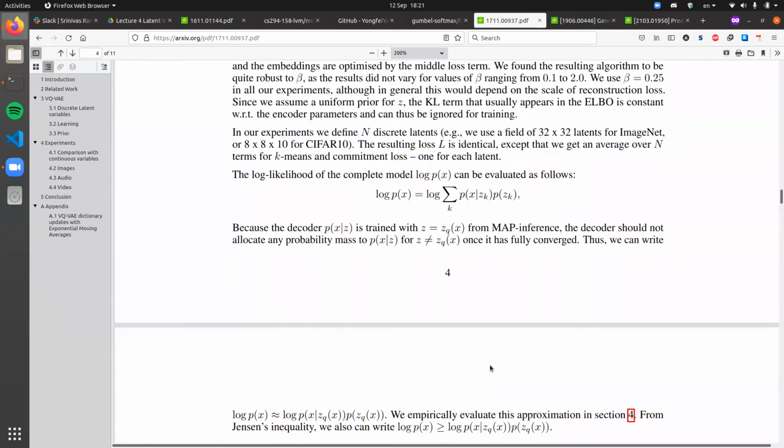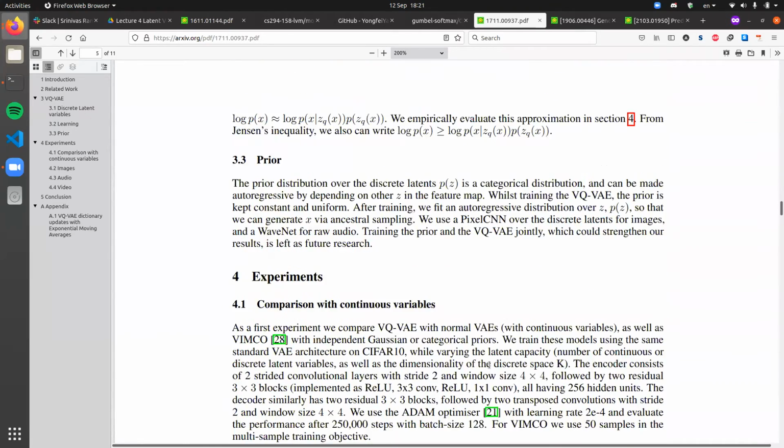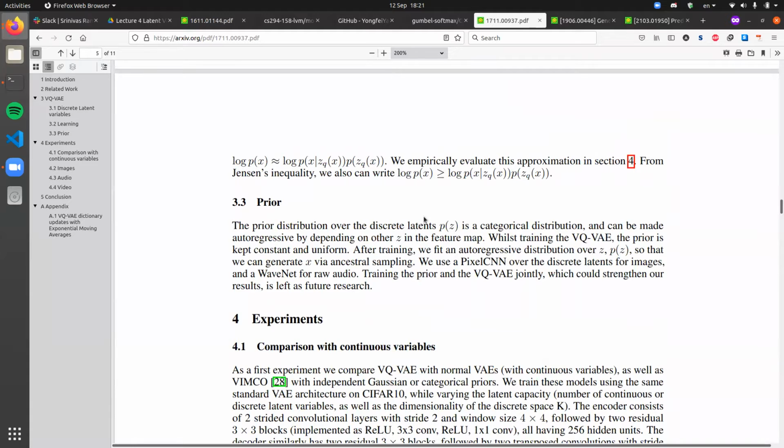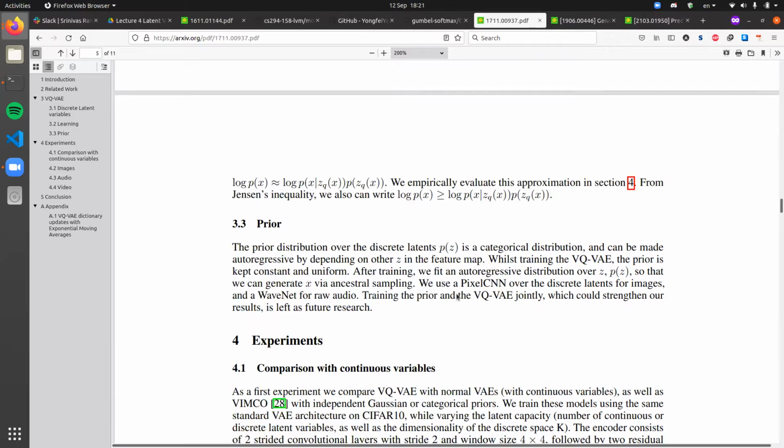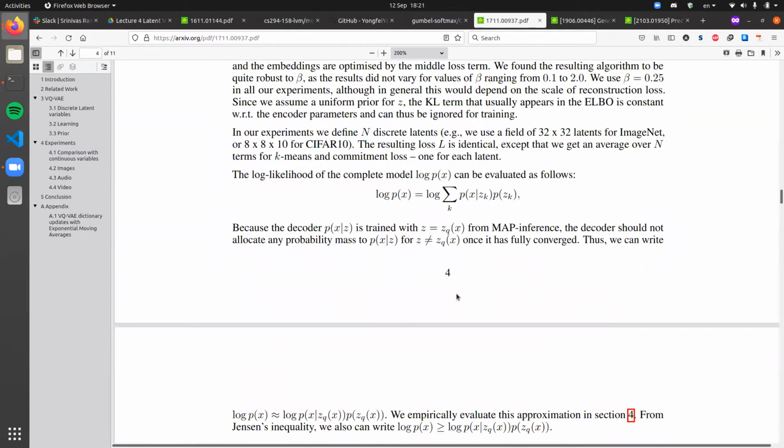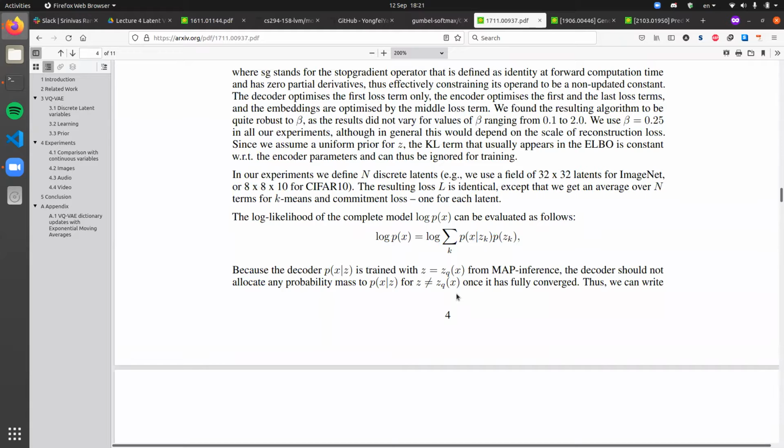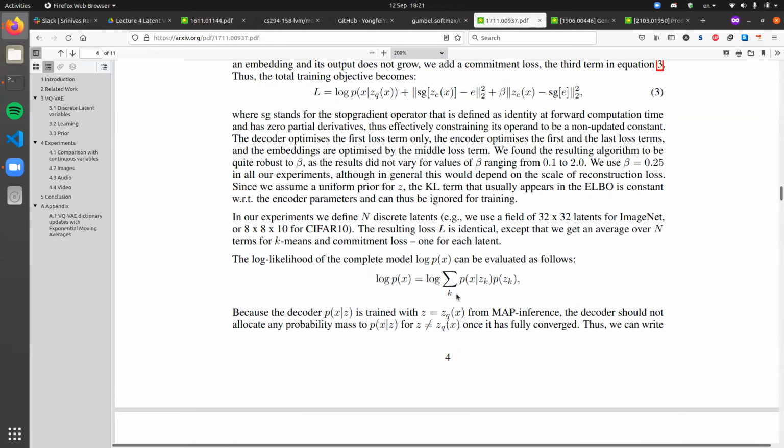Okay, so that's what we do, and then you might ask, how do we sample from this model once it is trained? One question, Arto, is there a simple implementation of this stop gradient concept, or what is that?